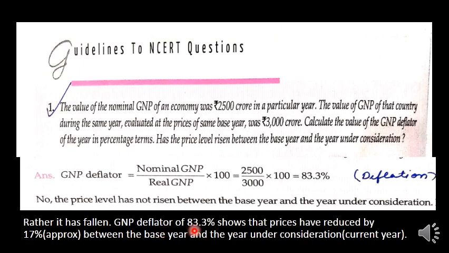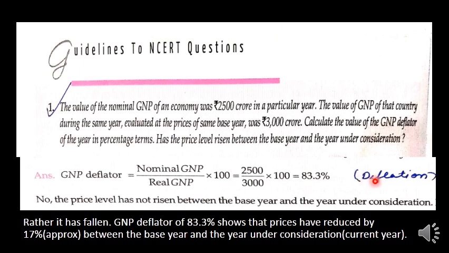GNP deflator of 83.3% shows that prices have reduced by 17% approximately between the base year and the year under consideration, the current year. Now, how are we getting the 17%? It is the difference of the current year GNP deflator and the base year index, which is 100. So the difference is 17%, showing that the current year GNP deflator is lesser than the base year's index. So this shows that this is a clear case of deflation in the economy.